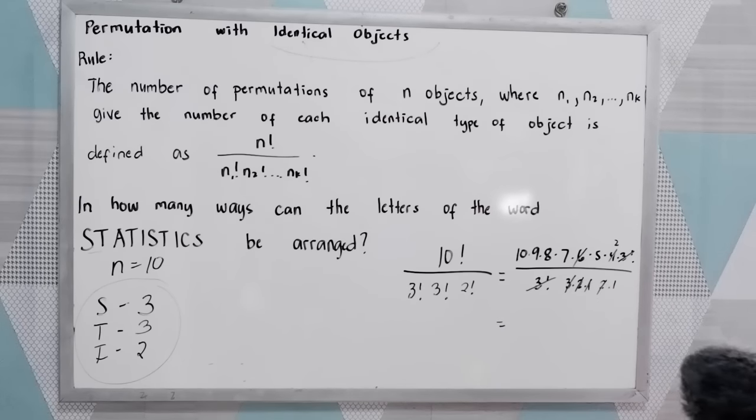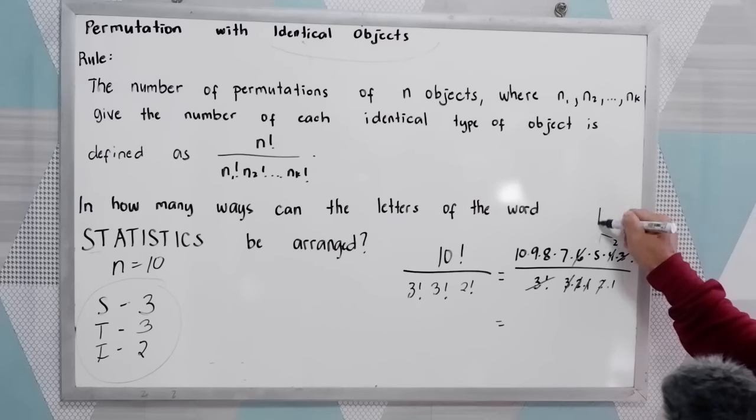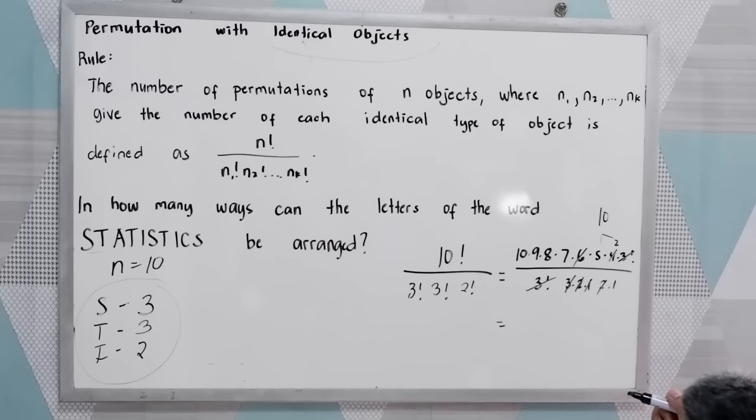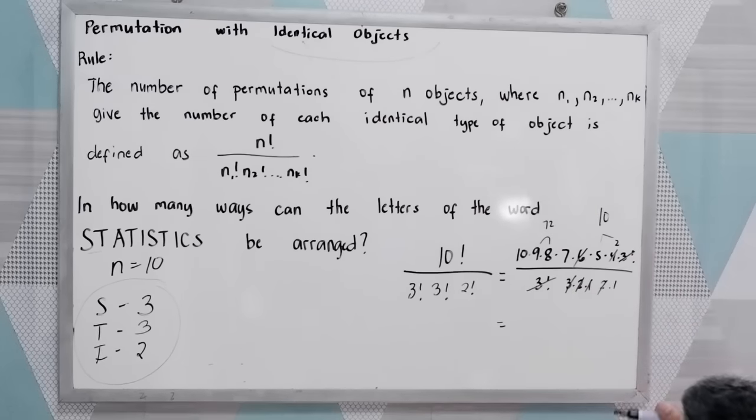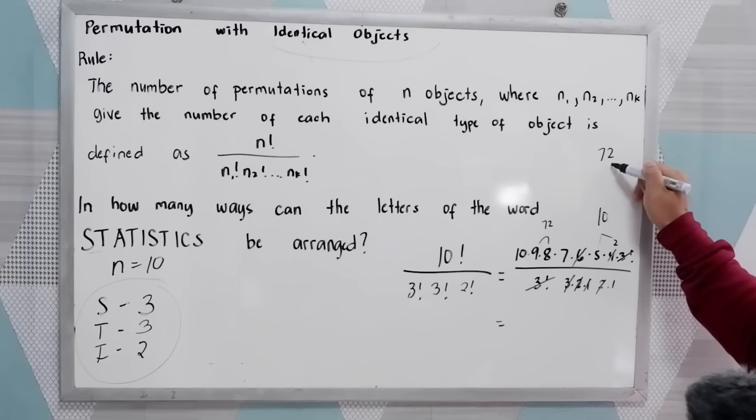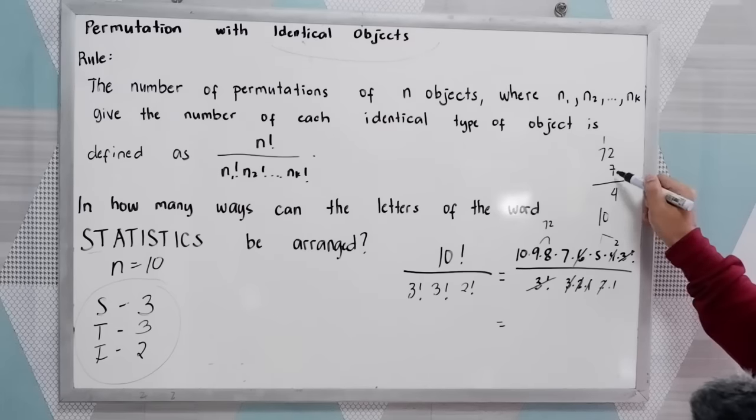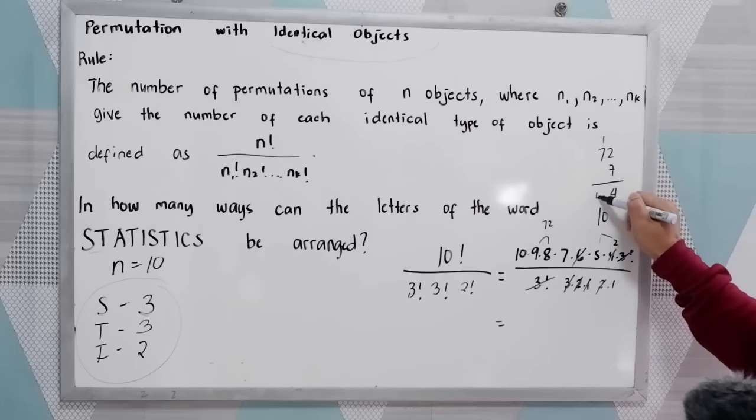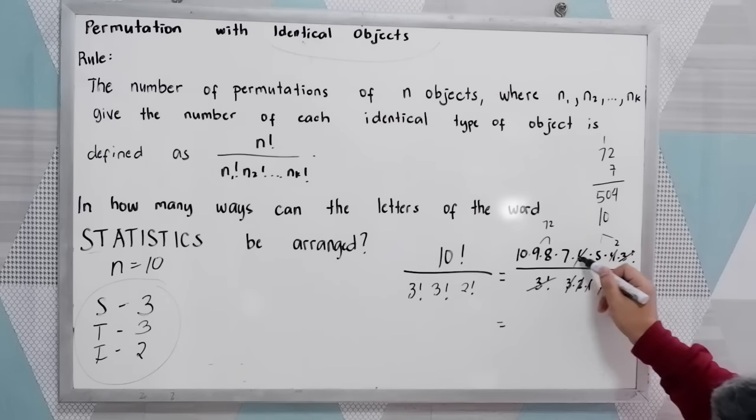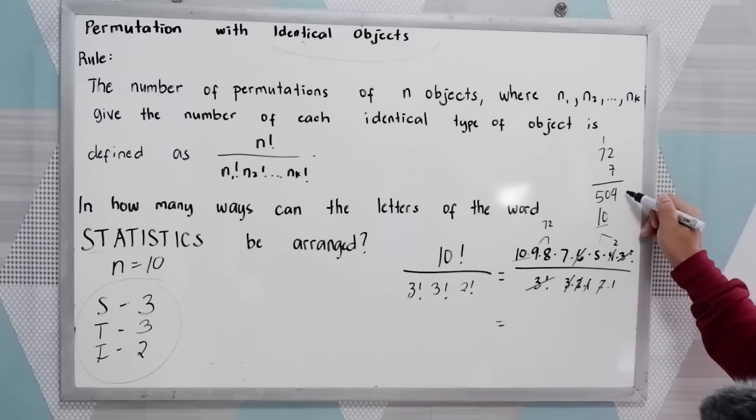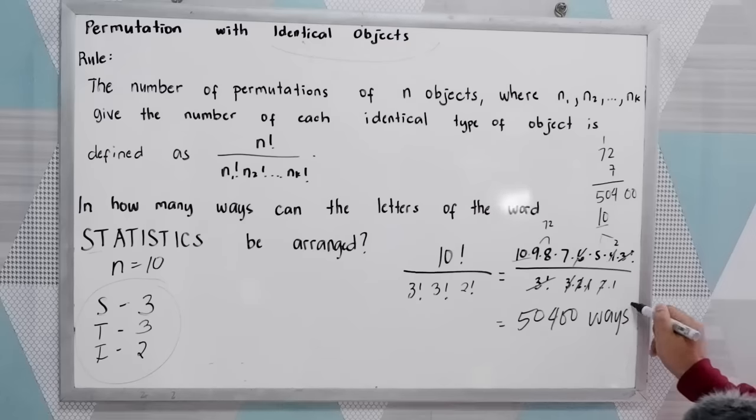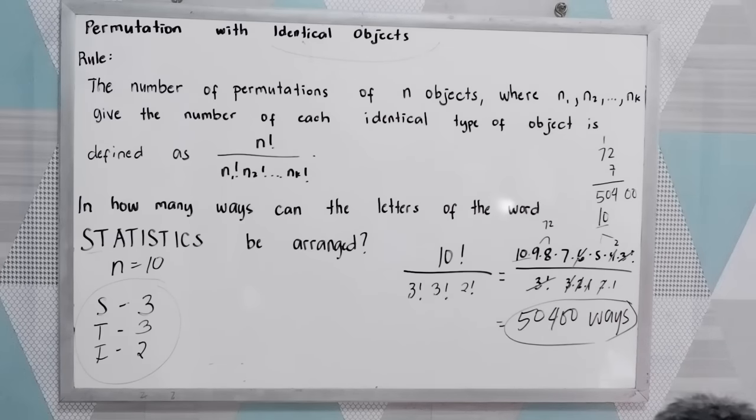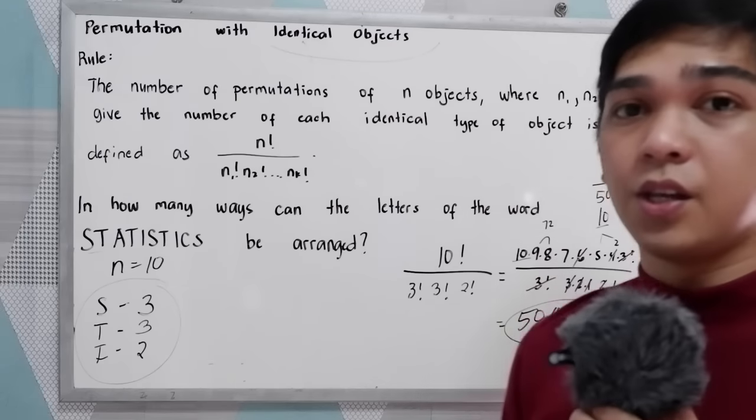Now we have 5 times 2, that is 10. And we have 9 times 8, that is 72. Times 7, so 72 times 7 is 504. So we have 10 and 504, add 2 zeros, so 50,400 ways. So there are 50,400 ways if we're going to permute the word statistics.